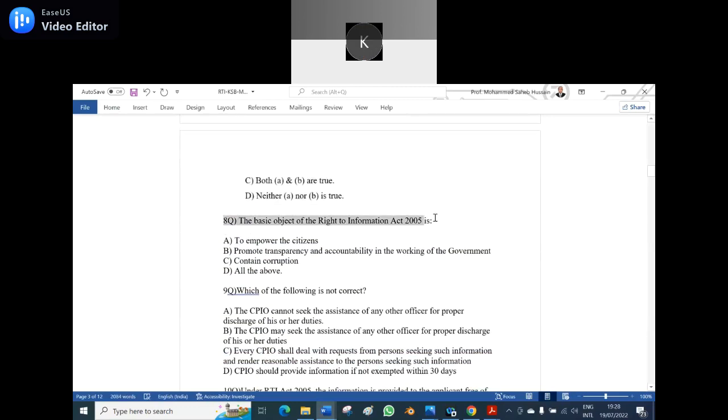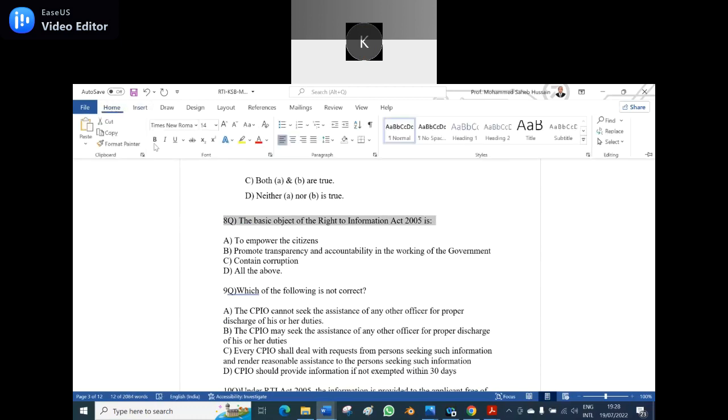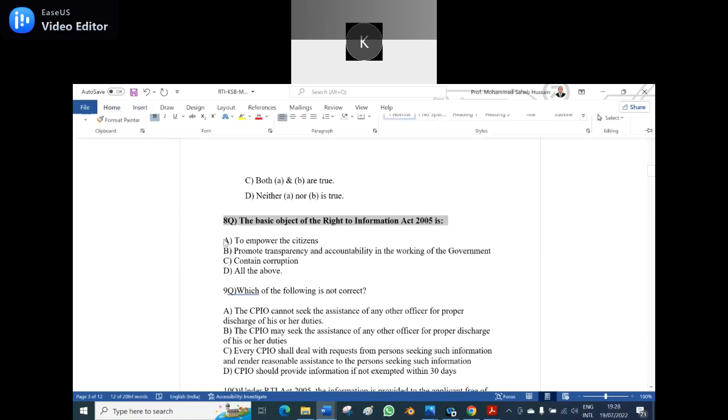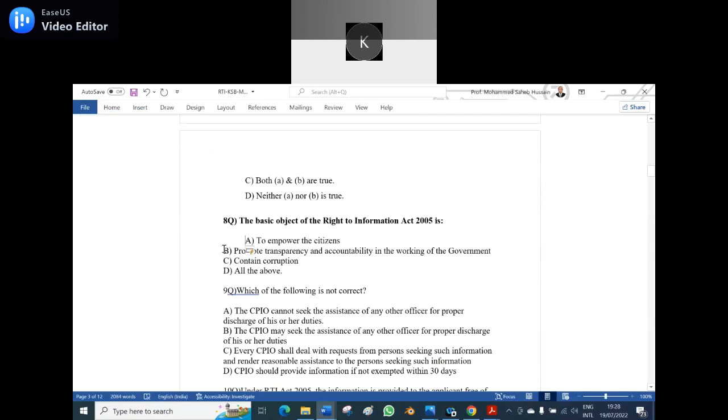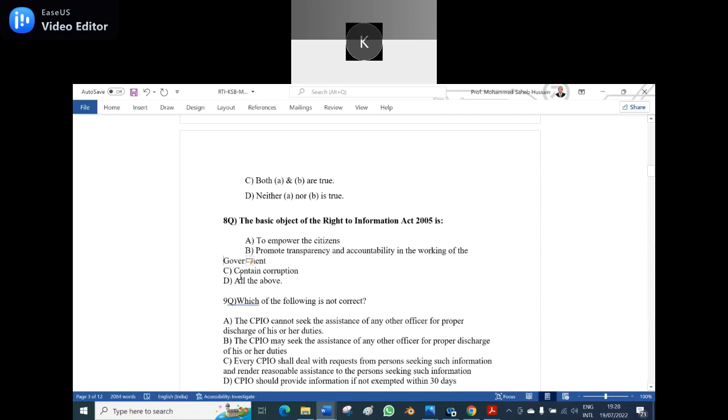Eighth question. The basic object of the Right to Information Act 2005 is A. To empower the citizens. B. Promote transparency and accountability in the working of the government. C. Contain corruption. D. All the above.